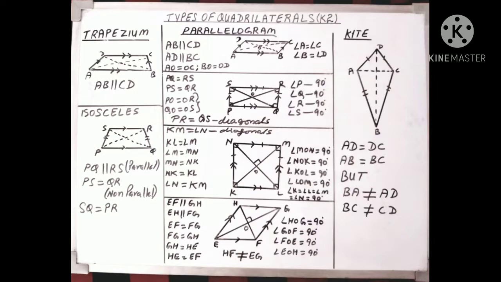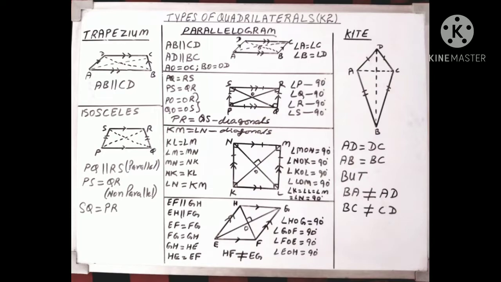We have a square KLMN, in which we have KM and LN as diagonals. KL is equal to LM, LM is equal to MN, MN is equal to NK, and NK is equal to KL. That is, all the four sides are equal. Also the diagonals LN and KM, they are equal. And of course we have the parallel sides, as KL is parallel to MN and KN is parallel to ML, right?